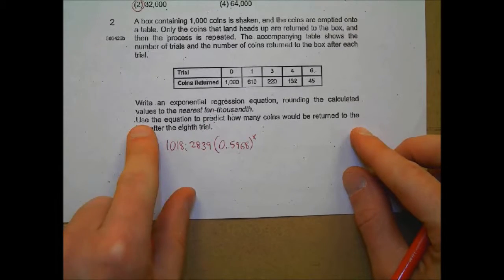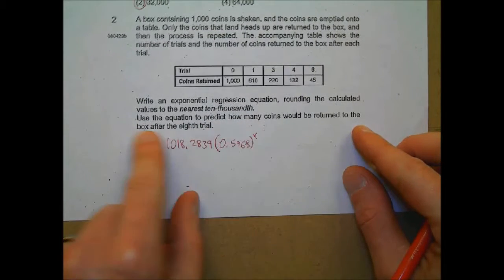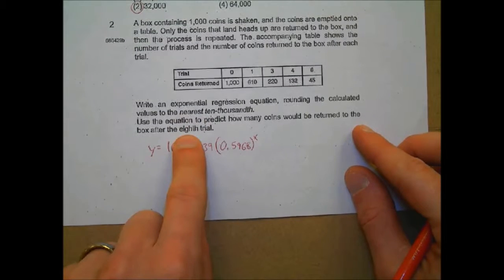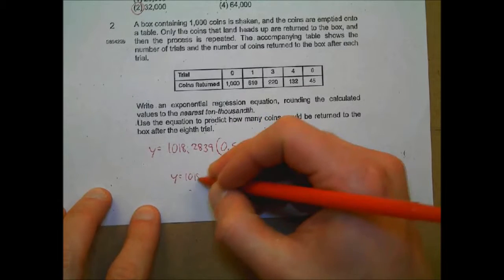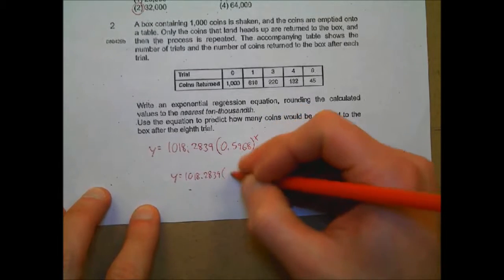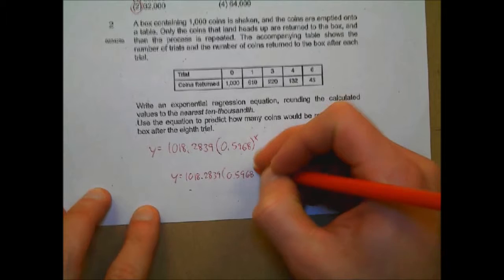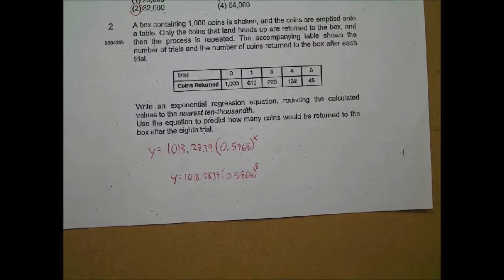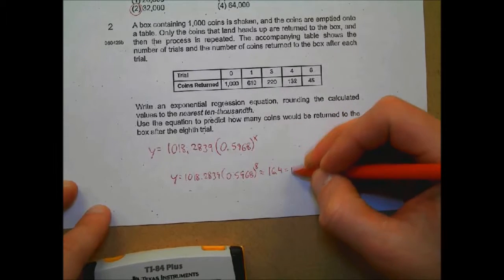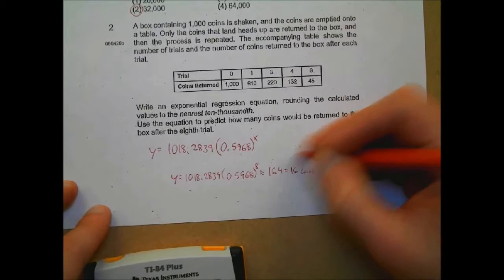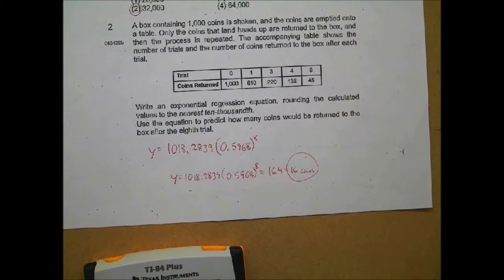Use the equation to predict how many coins we return to the box after the 8th trial. So where would I put that 8? In for x, that's right. So 1018.2839 times 0.5968 to the 8th. Okay, so I'll do that here real quick. Okay, and we get about 16.4, or I guess really 16 coins, because you can't really have part of a coin, right? You can't have 0.4 coin.